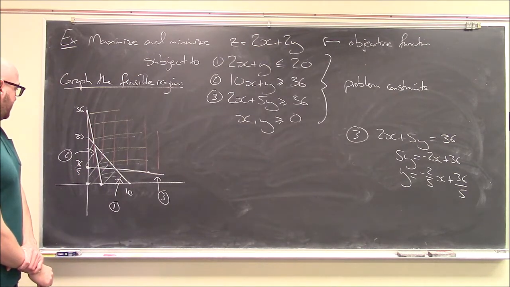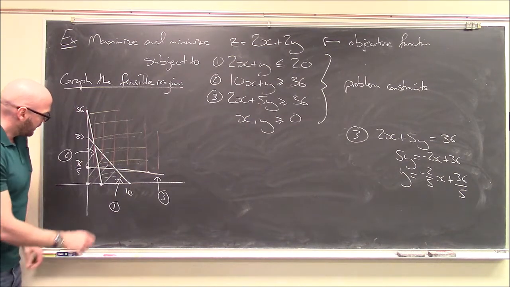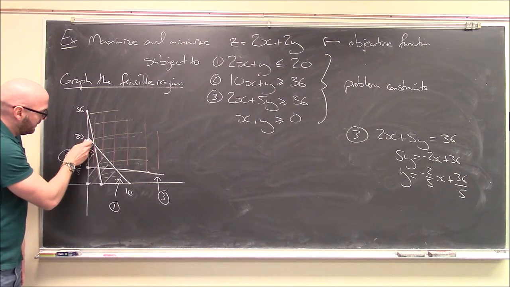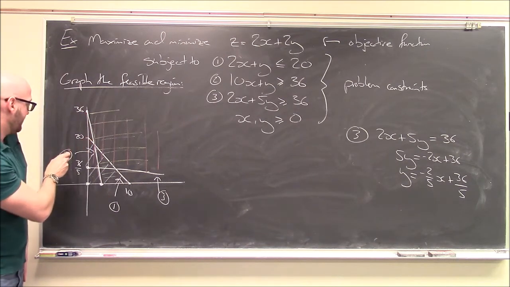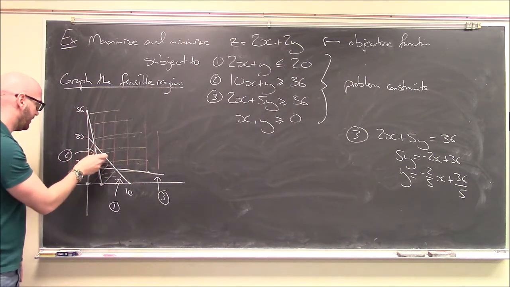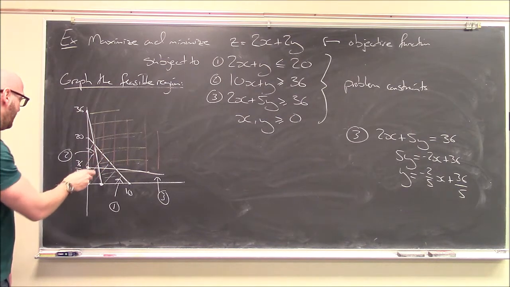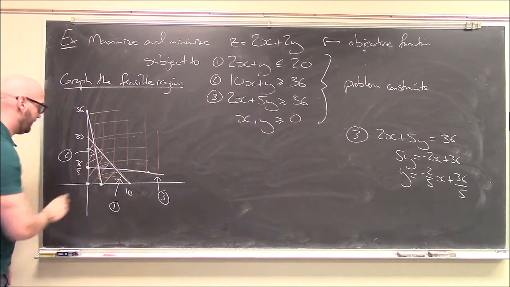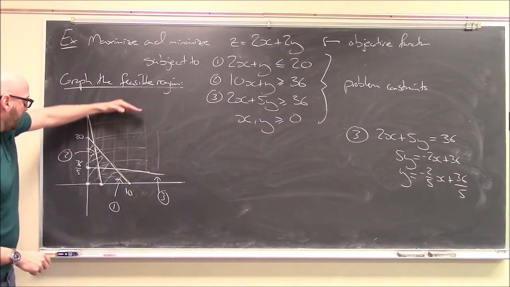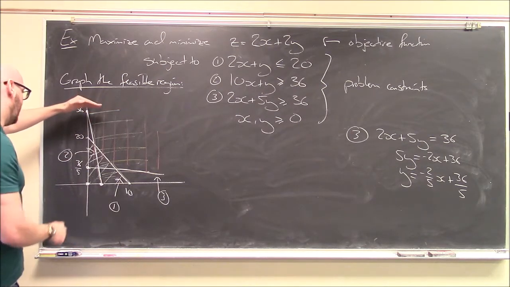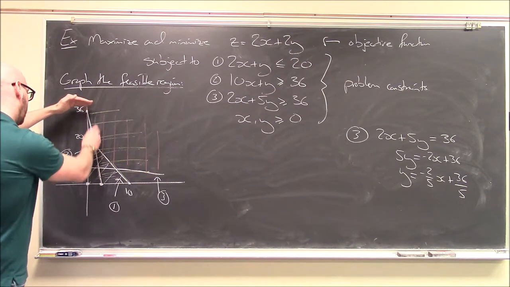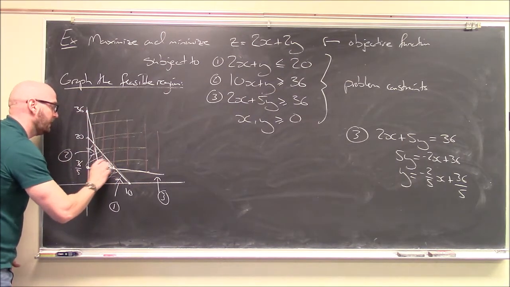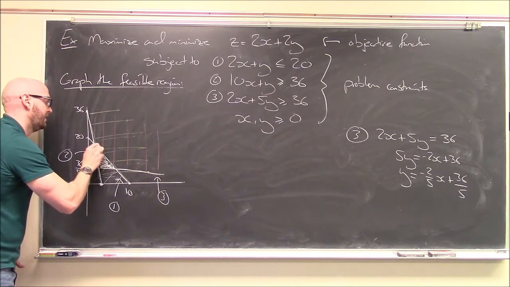So what's the overlap of all these regions? The overlap of all these regions, everything to the left of this line, no. We were to the left of this line, right? So everything in white below this guy, everything in red above this line, and everything in yellow to the right of this line. The overlap region is this triangle right here.